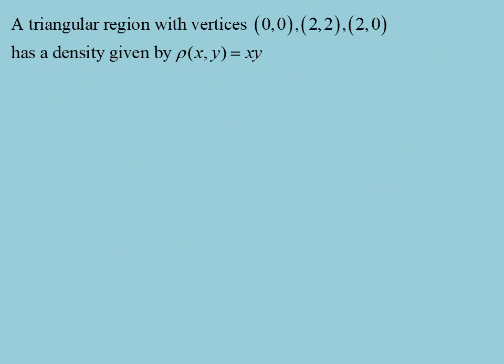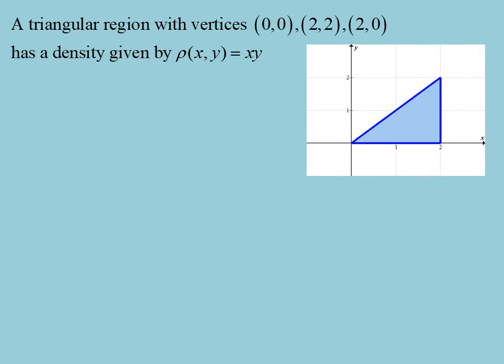So here we're given a description for a region that we need to try to put together to come up with an integral that we can evaluate. So let's begin by drawing our region. Here are the points that they're talking about: (0, 0), (2, 2), and (2, 0). So here we have this triangular region.